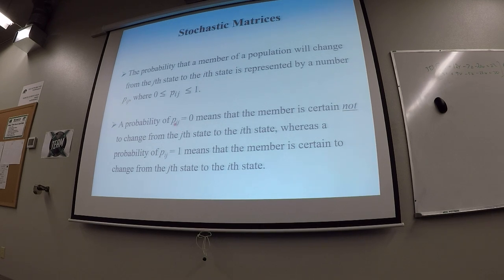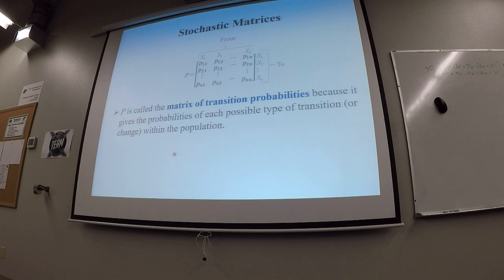So probability of ij equals 0 means that the member is certain not to change from one state to the other. But if it's got a probability of 1, it means it's for sure going to move from one state to the other. Does that make sense? Like, this person is not going to move to the city no matter what you tell them. This person is for sure going to move to the city no matter what you tell them. Just moving from one state to another.